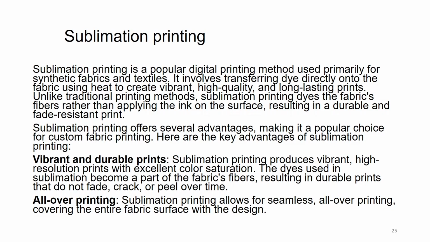Sublimation printing. This is another modern technique. Sublimation printing is a popular digital printing method used primarily for synthetic fabrics and textile. It involves transferring dye directly onto the fabric using heat to create vibrant, high quality and long lasting prints. Unlike traditional printing methods, sublimation printing dyes the fabric fiber rather than applying the ink on the surface, resulting in a durable and fade resistant print.